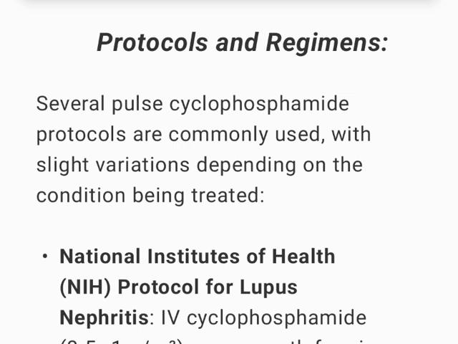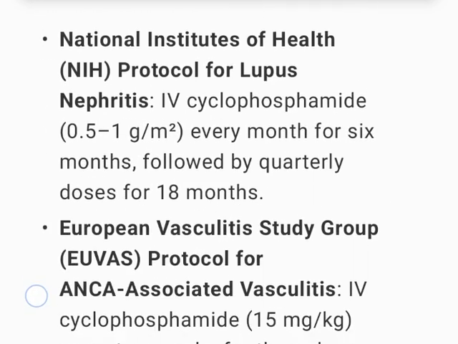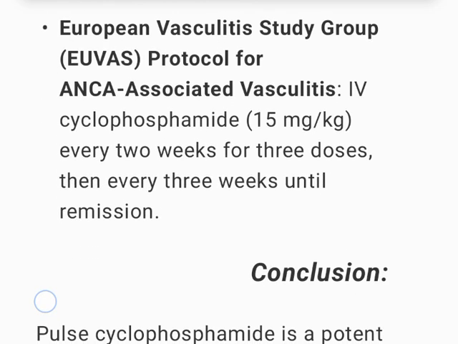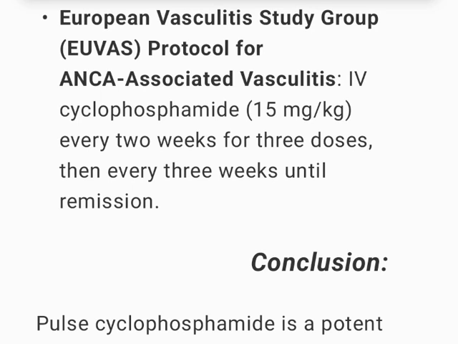National Institutes of Health, NIH, Protocol for Lupus Nephritis. IV cyclophosphamide, 0.5 to 1 gram per square meter every month for 6 months, followed by quarterly doses for 18 months. European Vasculitis Study Group, EUVAS, protocol for ANCA-associated vasculitis. IV cyclophosphamide, 15 milligrams per kilogram every 2 weeks for 3 doses, then every 3 weeks until remission.